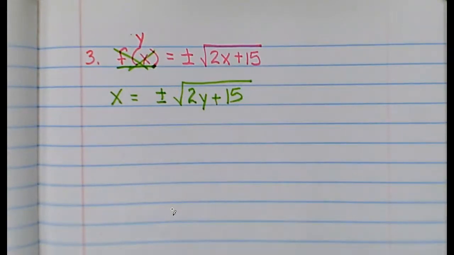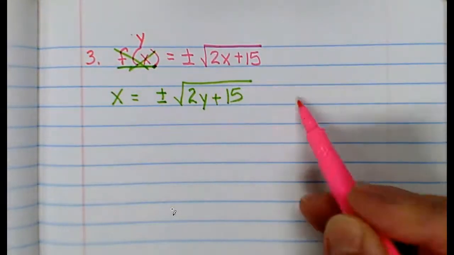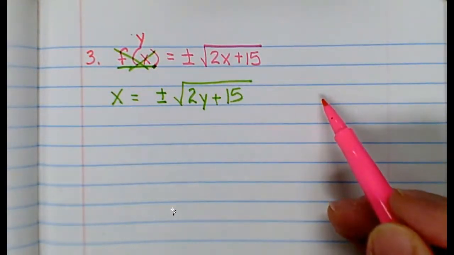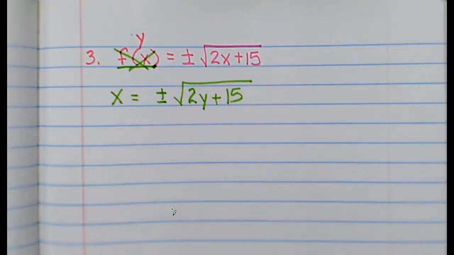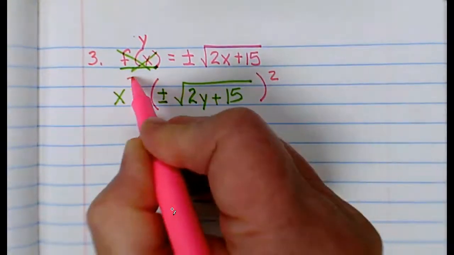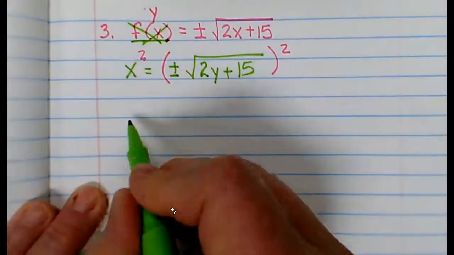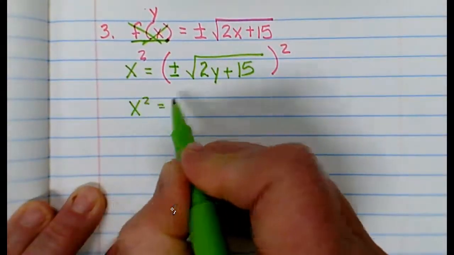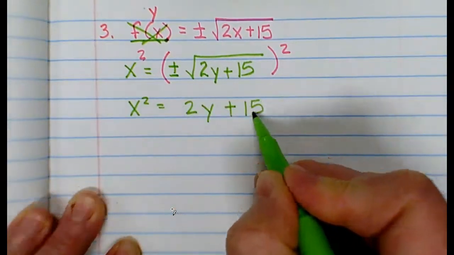If this 15 was outside of the radical sign, the first thing we would do is subtract the 15. But the 15 is inside the square root sign, so we need to get rid of the square root sign. What's the opposite of a square root? We're going to square both sides. The square and the square root are going to cancel each other out.